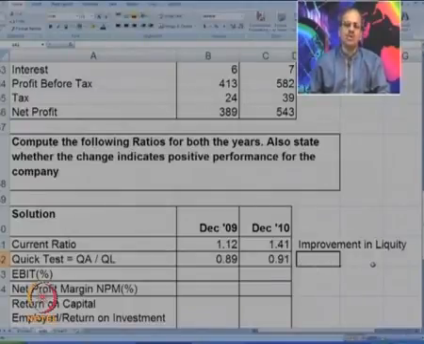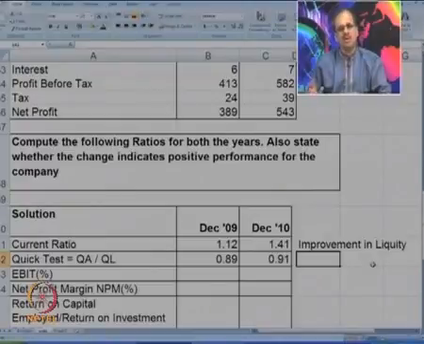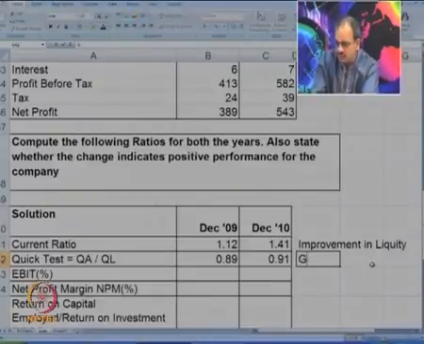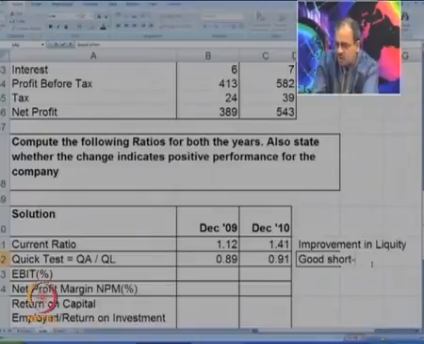So what does it show? It's a good position, not much of a change. So we can say good. This is known as short term solvency.